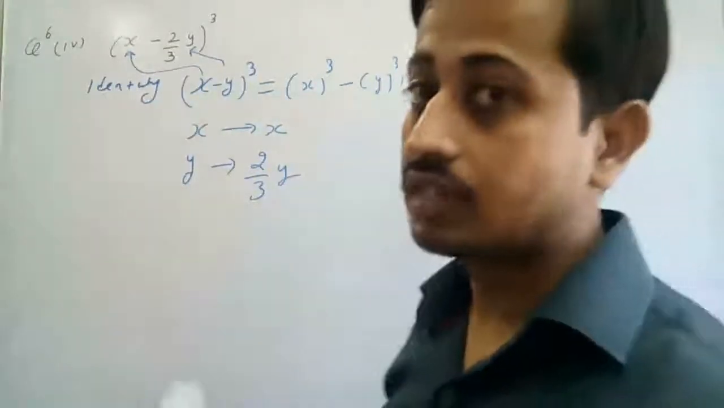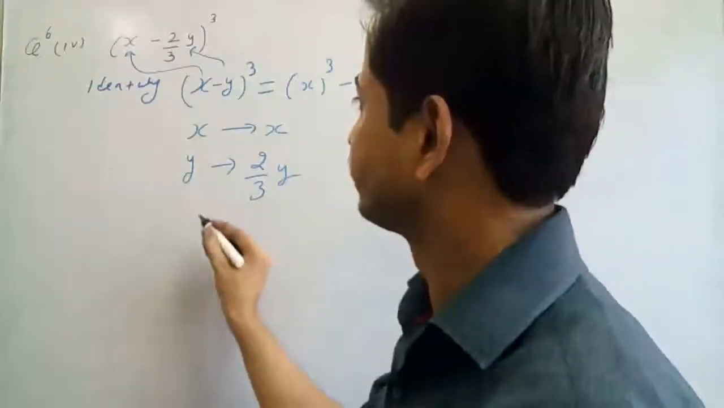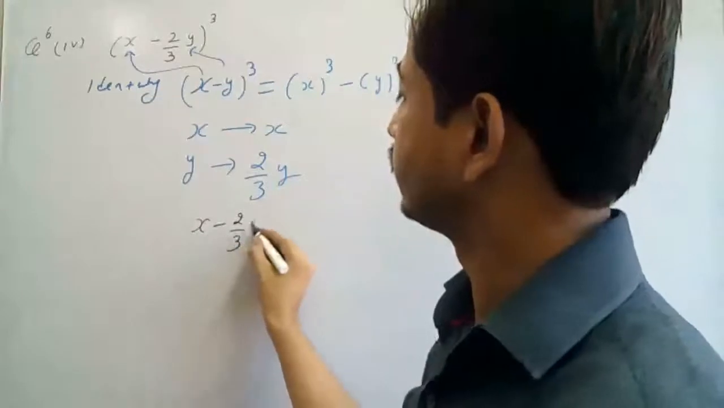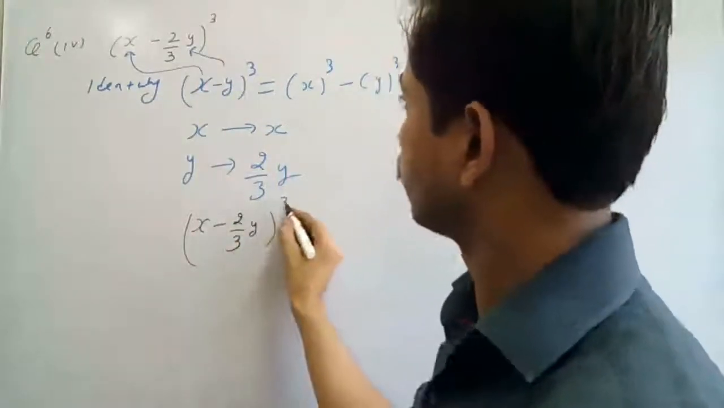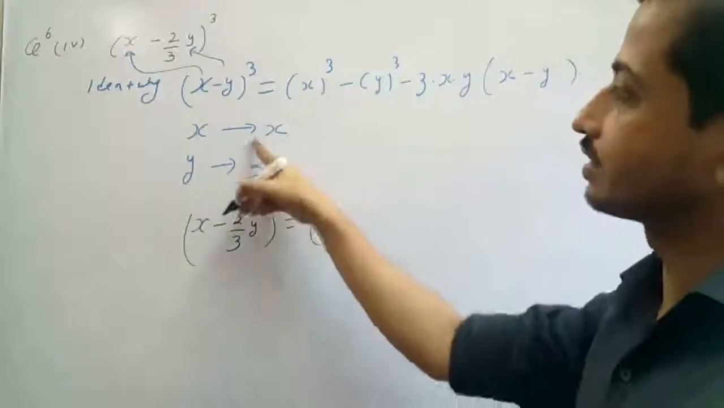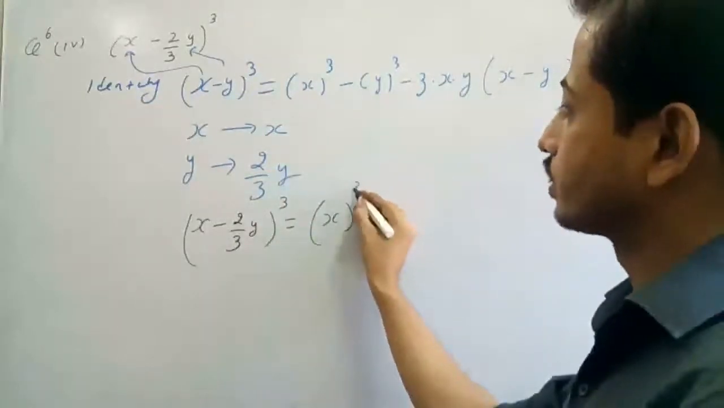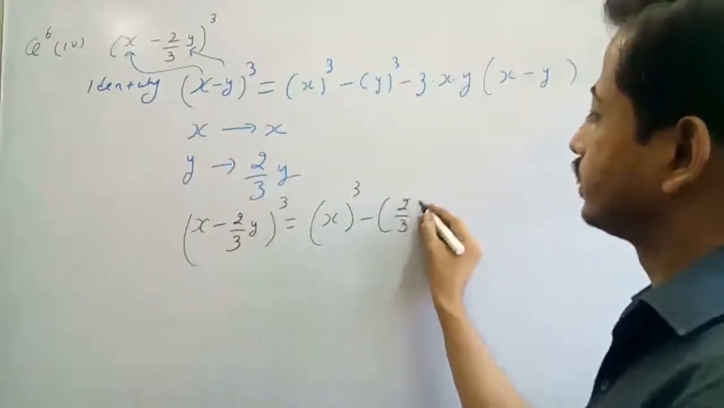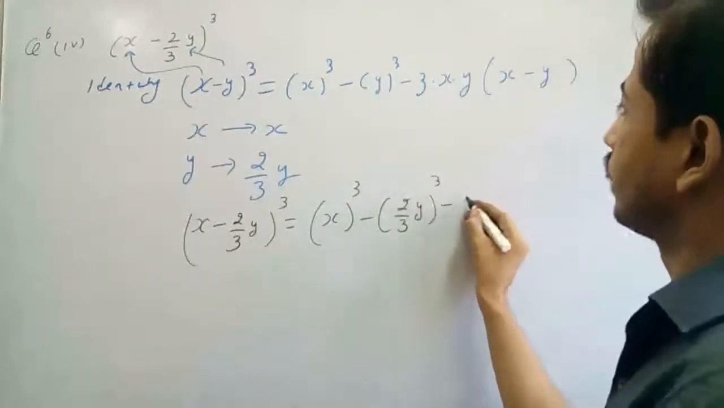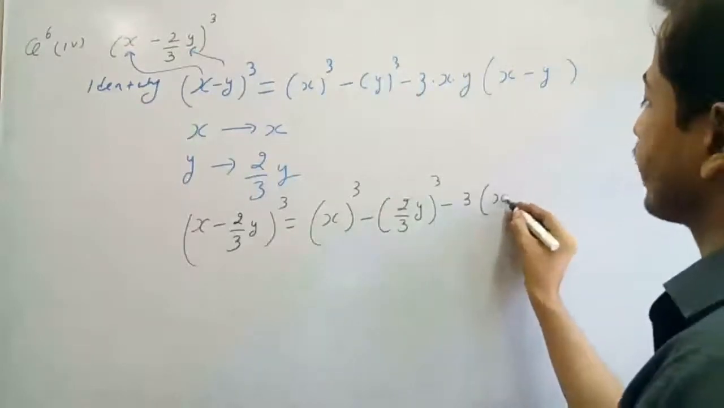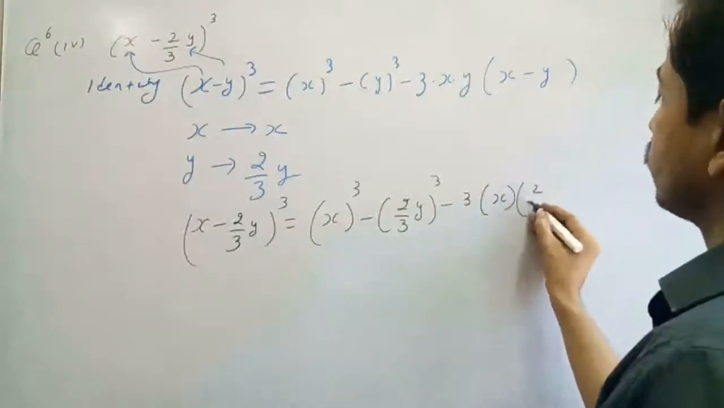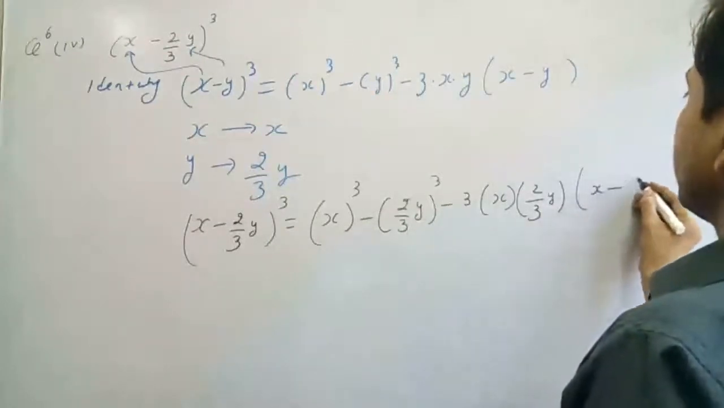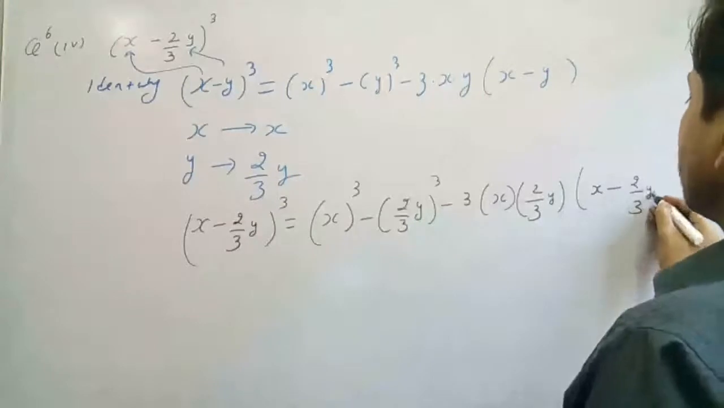Now do it yourself without looking at the board. (x minus 2 by 3 into y) whole cube is equal to what? x is x, so x cube, minus y is 2 by 3 y, whole cube, minus 3 into x, and y is 2 by 3 into y. Now x is x, and y is 2 by 3 into y.